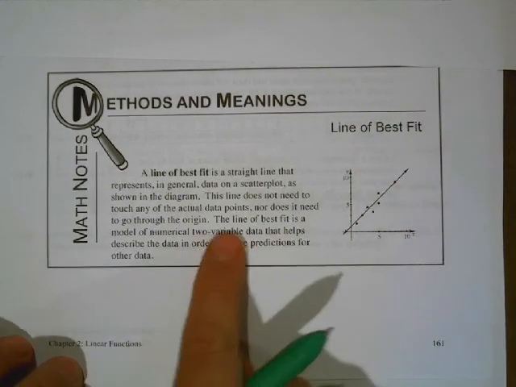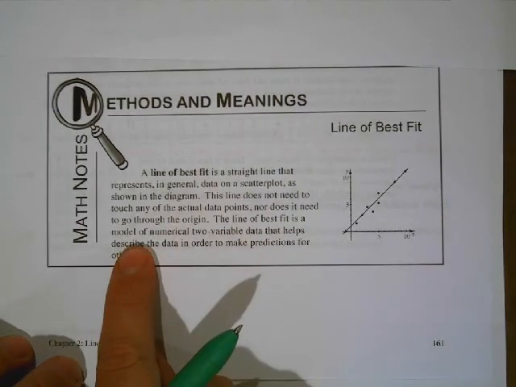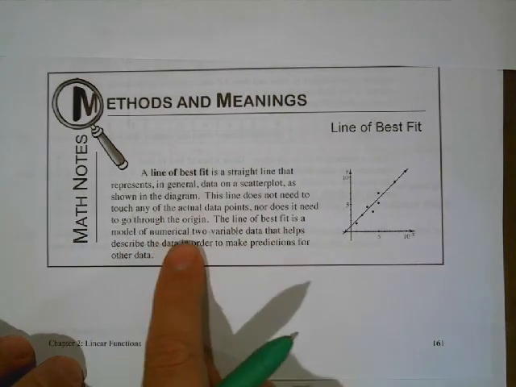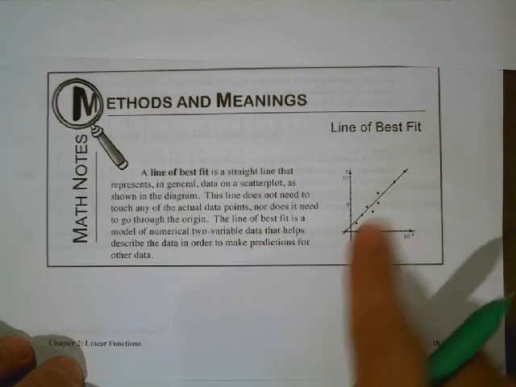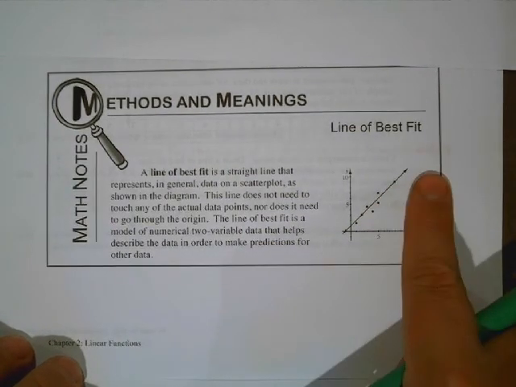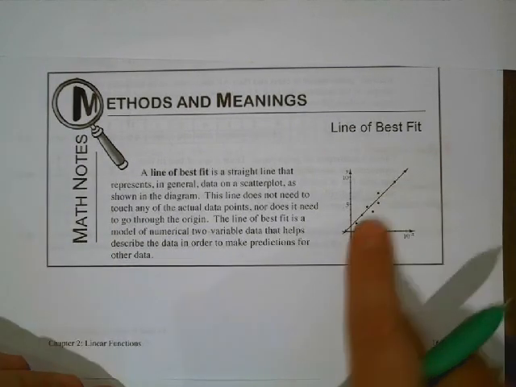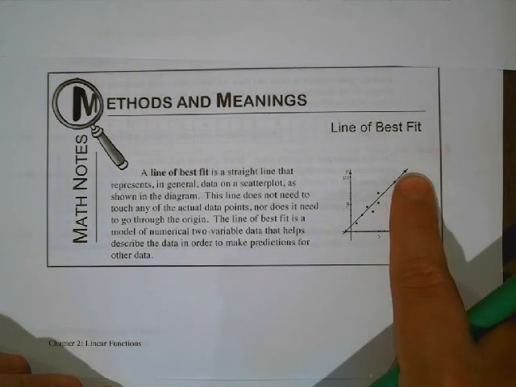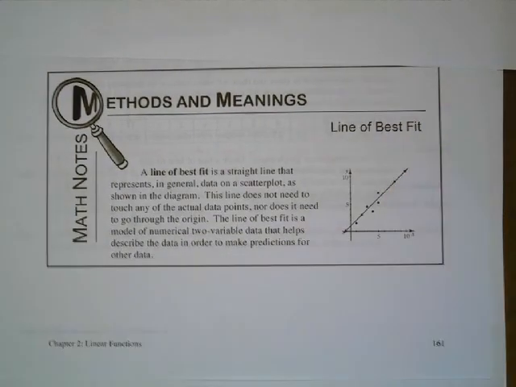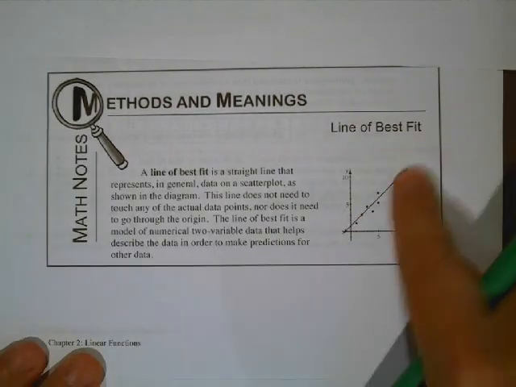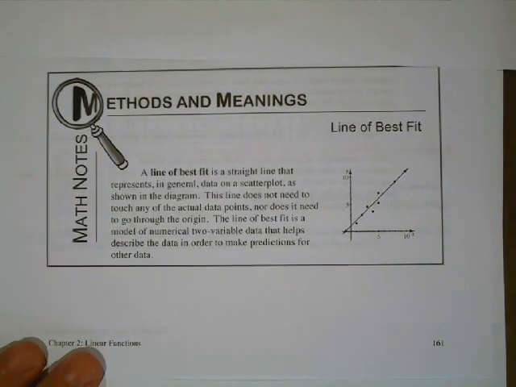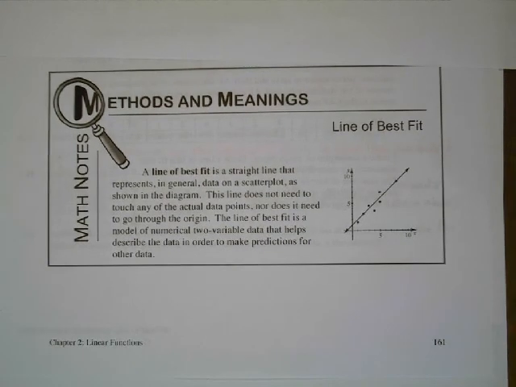Okay, so it says the best line of fit is a model, which means it's not perfect, of numerical two-variable data. So it helps us describe the data and make predictions. And anytime you're making predictions, you're not going to be 100% accurate. So, this just gives you a general idea where things are going and helps you predict in the future. So that's a best line of fit. It's putting a line through the data to describe the relationship between those points. And generally, you want all the points as close to the line as possible.